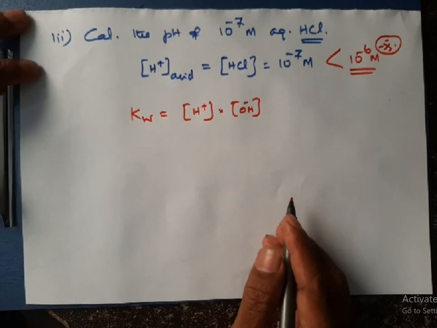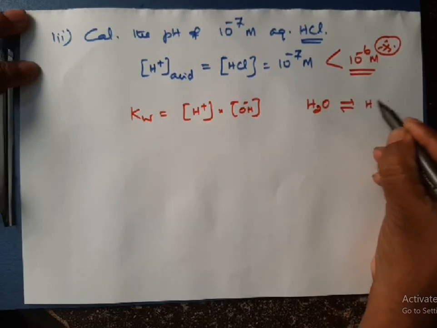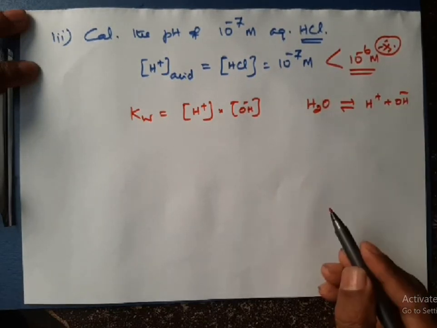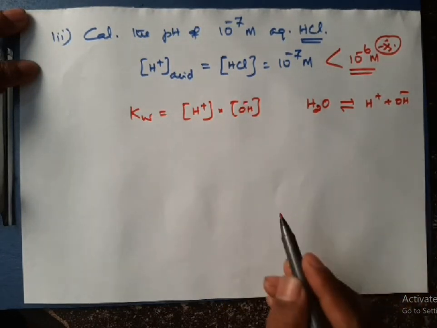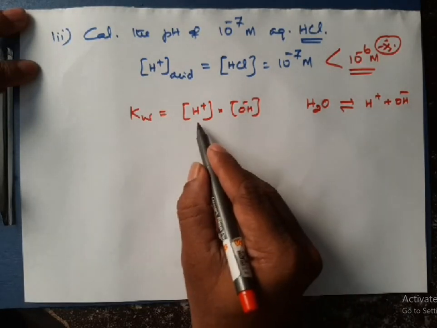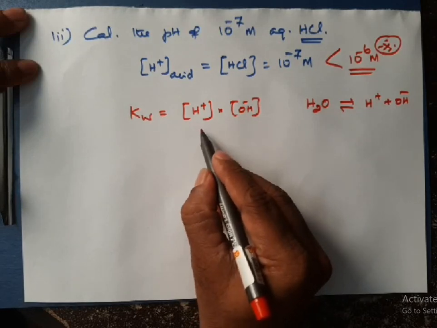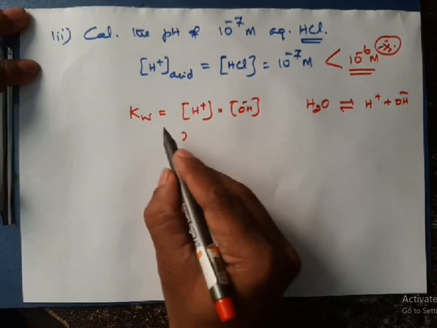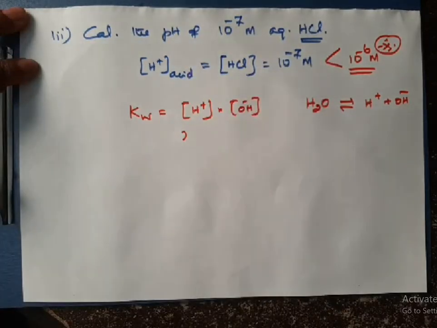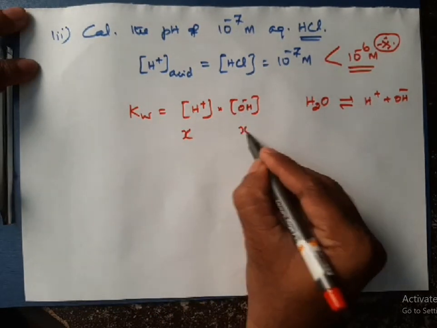Okay, then water will ionize to give H plus ion and OH minus ion. Let us suppose the H plus ion concentration from water, let us assume that in this solution of 10 power minus 7 molar HCl, water molecule dissociates and gives some number of H plus ion, say X, or some moles of H plus ion.